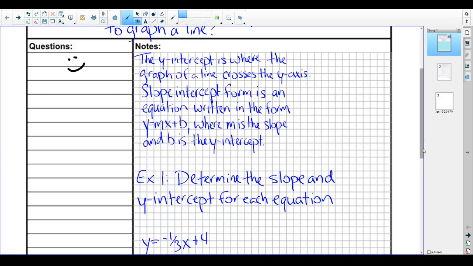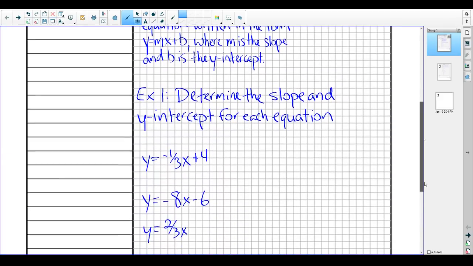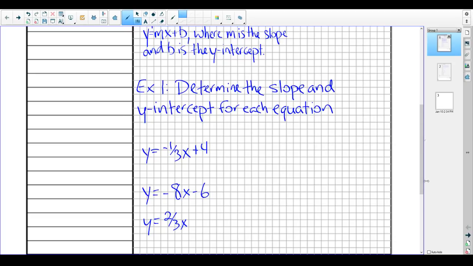Alright, so what we're going to do, I'm going to start off nice and easy. We're going to take a couple of equations and we're just going to find the slope and y-intercept for each one. How many examples are there? 2, but the first example has 3 parts to it. So maybe 4, depending on how you think about it.